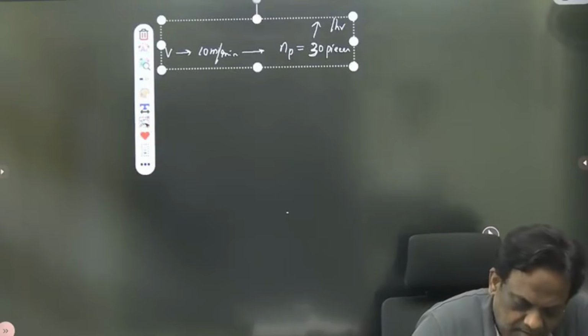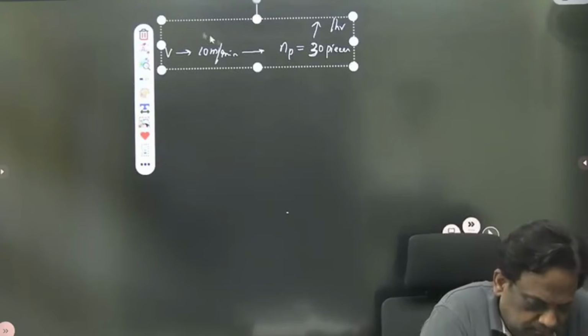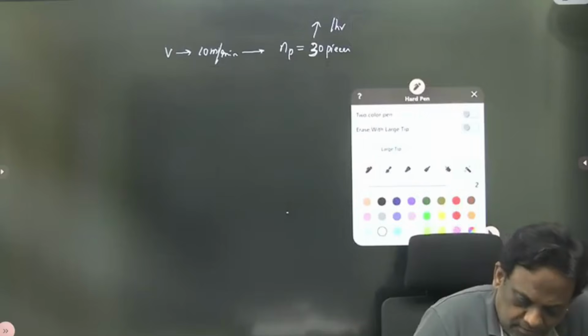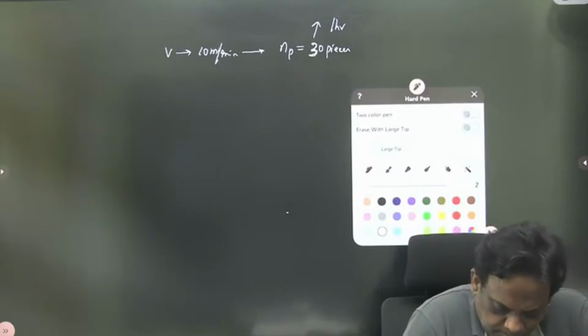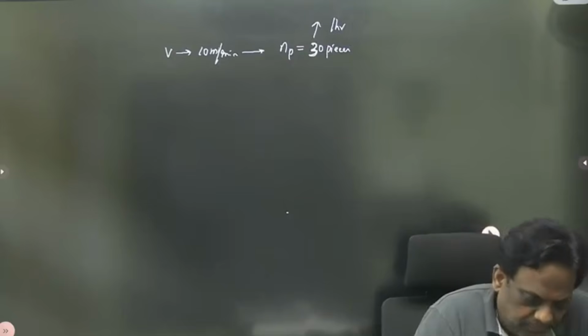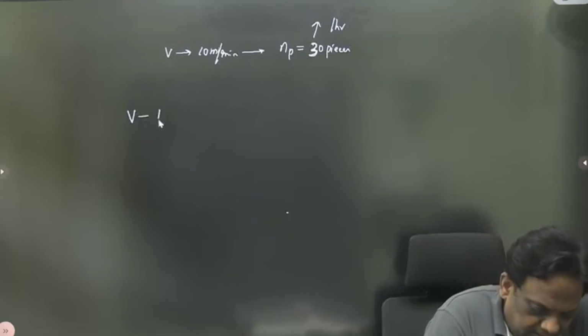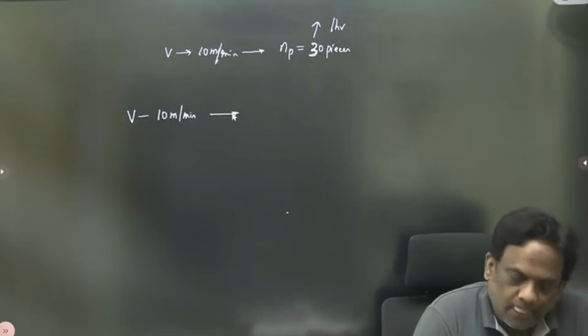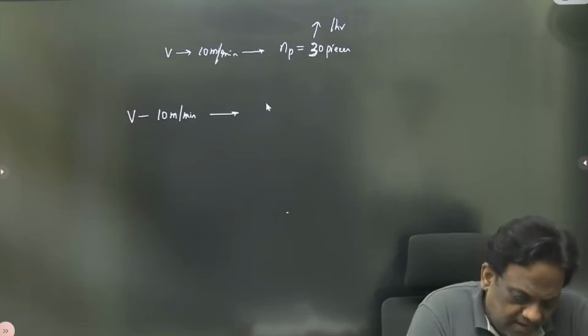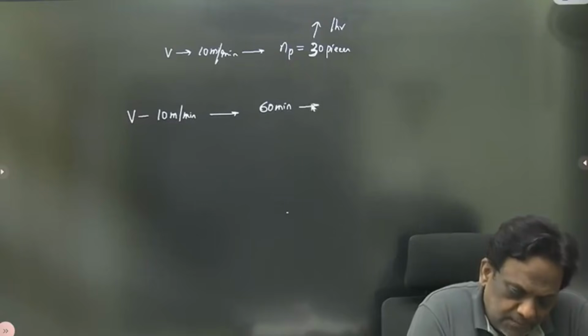देखो मैं बताता हूं सर, डोंट वरी। Let us say when cutting at low speed, in 1 hour, let us say 60 minutes, he is manufacturing 30 pieces.